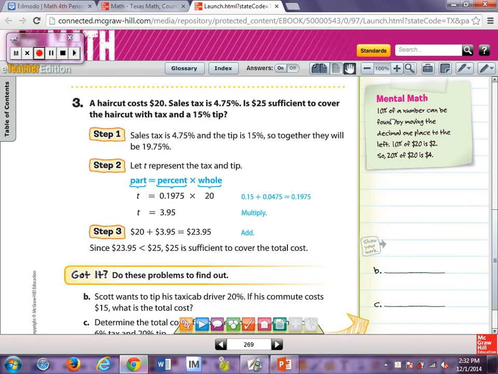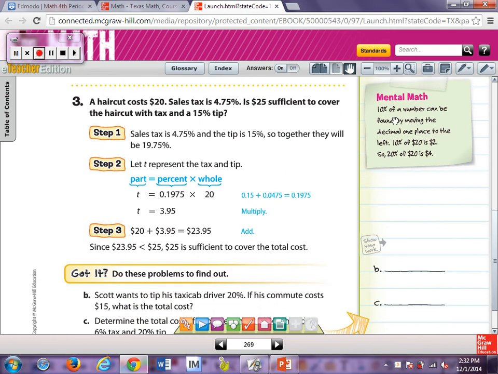Now we have a haircut, which everyone's gone at some point in their life. A haircut costs $20. Sales tax is 4.75%. The question now is, will $25 be enough or sufficient to cover the haircut with tax and a tip? So there's 2 ways to do it. And the easiest way to do it, I think, would be to combine everything as far as the percents.